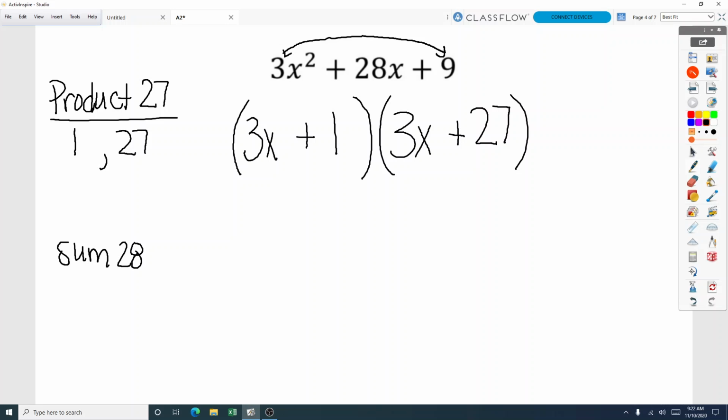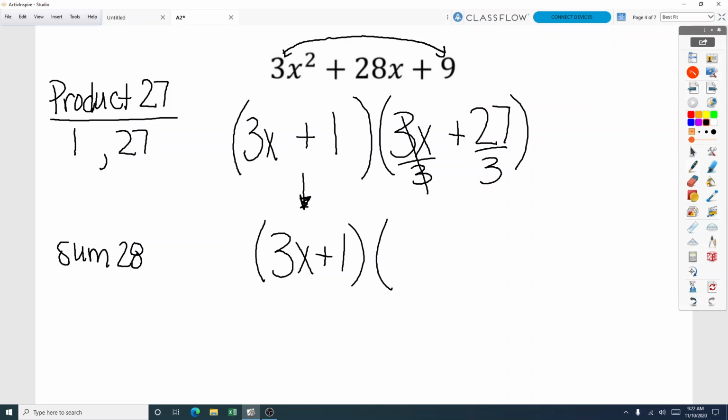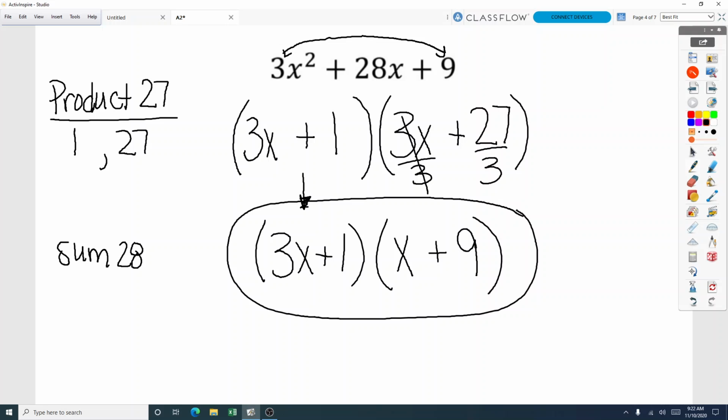Now I'm not finished. I have to look and see if I have any greatest common factors. This one does not, so it stays 3x plus 1. However, the second one can be divided by 3. Those 3's cancel, leaving x, and 27 divided by 3 is 9. So there are my factors: 3x plus 1, x plus 9.